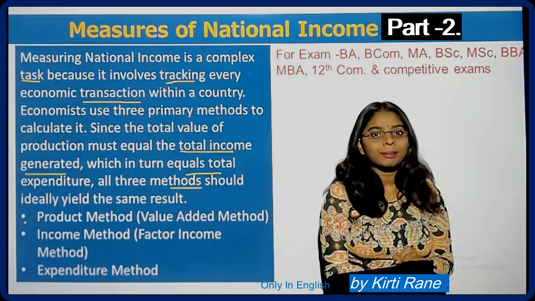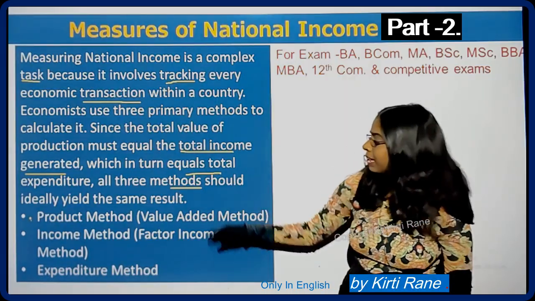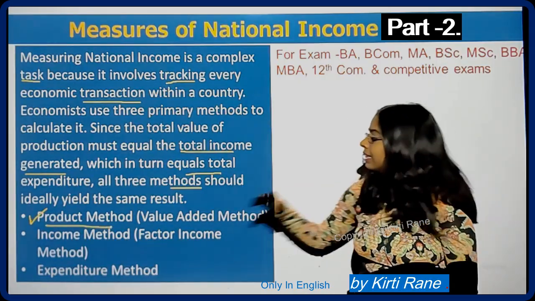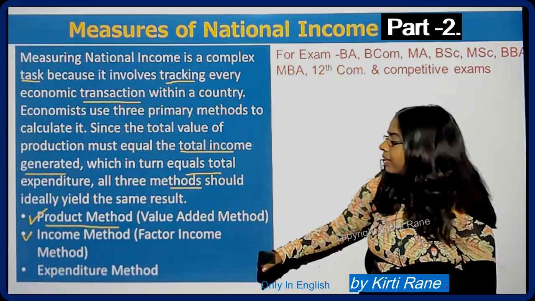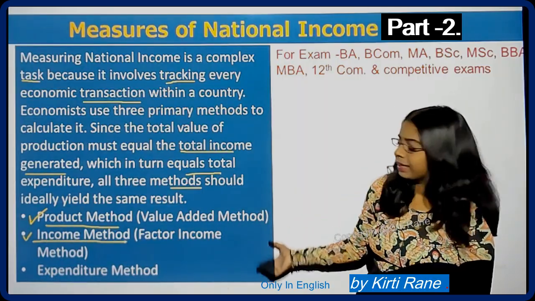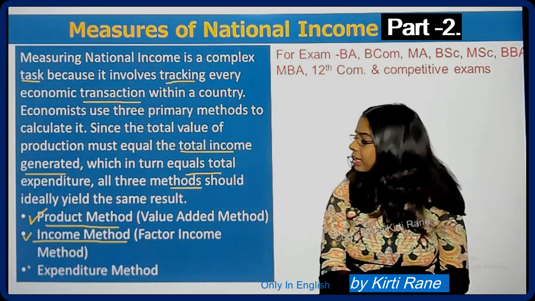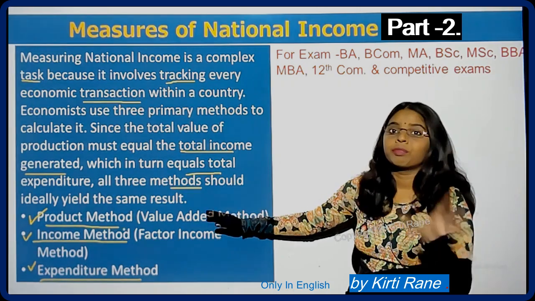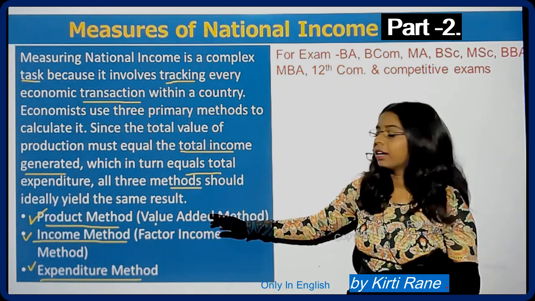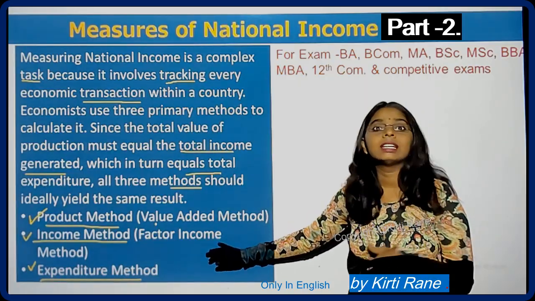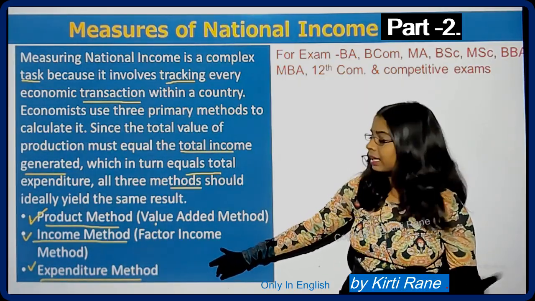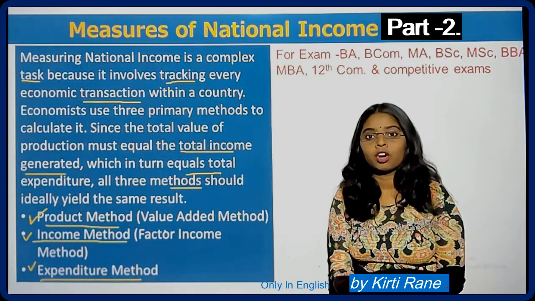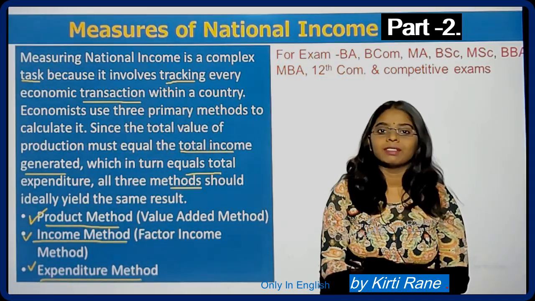So what are these three methods? Let us look at it one by one. The three methods are the product method, that is also known as value added method. Second is the income method, which is also known as factor income method, and the third is the expenditure method. As the name suggests, the first one calculates the amount of produced products in a country. Second method calculates the amount of income generated in the economy, and third method calculates the amount of expenditure generated in an economy. Let us look at them one by one.